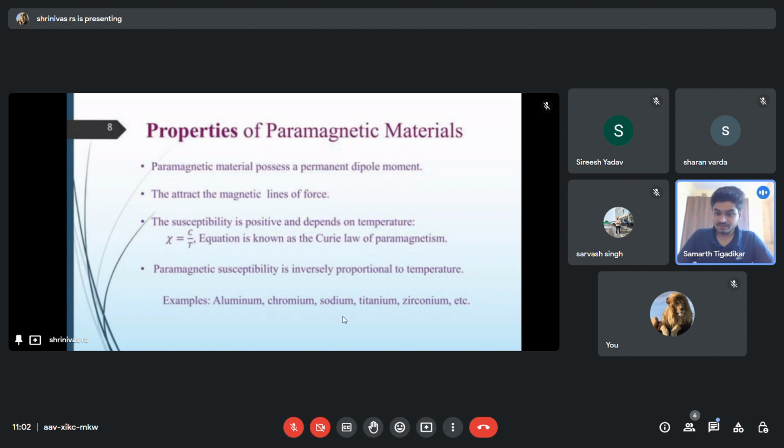Then the magnetization is inversely proportional to the temperature. That is the statement of Curie's law. It states that as the temperature increases, the magnetization decreases. This will be discussed with you in ferromagnetic substances. Then ferromagnetism will be discussed by my friend Suresh.